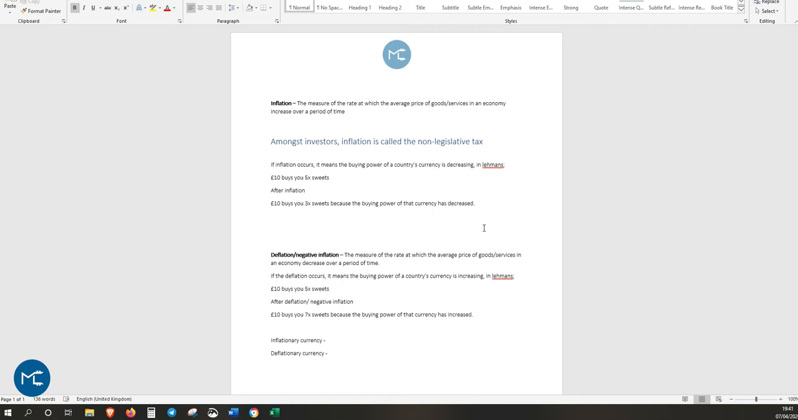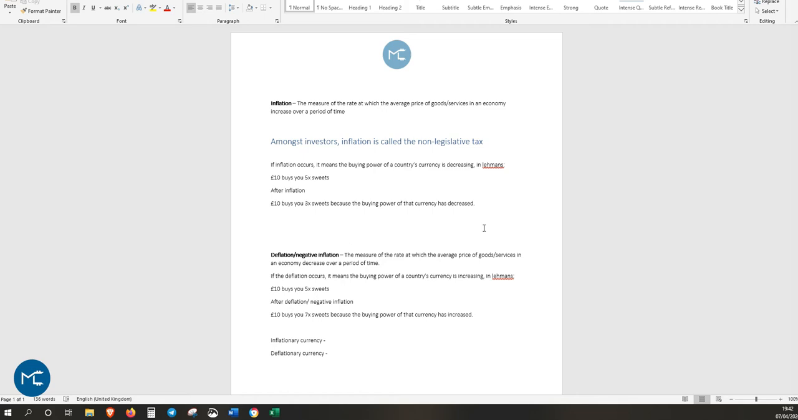And if inflation occurs, it means the buying power of a country's currency is decreasing. In layman's terms, £10 could buy you 5 sweets today, and after inflation, £10 could buy you 3 sweets because the buying power of that currency has decreased.